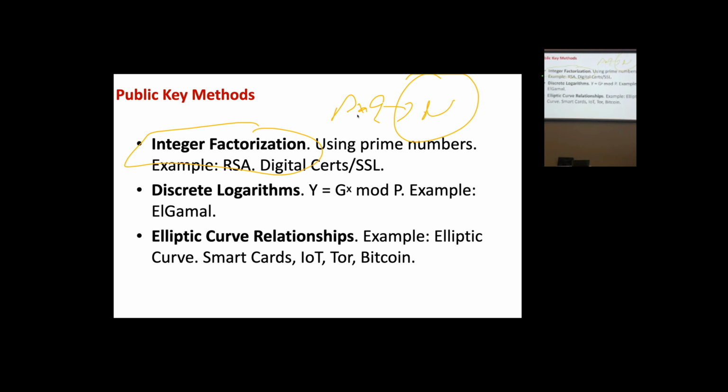We can have discrete logs, and I'll explain a bit more about that next week. This is the private key. This is what's called the generator. G to the power of x mod a prime number. That's the discrete logs method. And the third method is elliptic curve relationships. It's used in smart cards, your bank card, IoT, Tor, Bitcoin, you name it, it's elliptic curve these days.